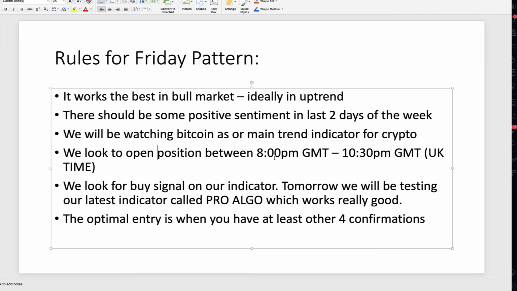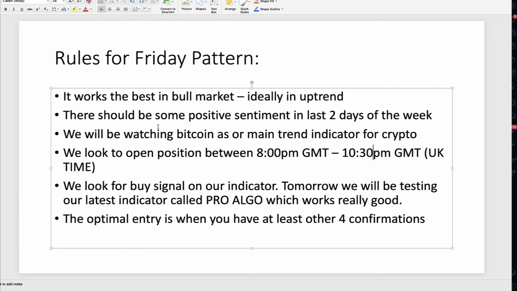We look to open positions between 8 p.m. and 10:30 p.m. UK time. This is when institutions close and retail investors take over. So you have time to play this market as it should be. No manipulation till 11 a.m. next day, Saturday. At least not so much manipulation.